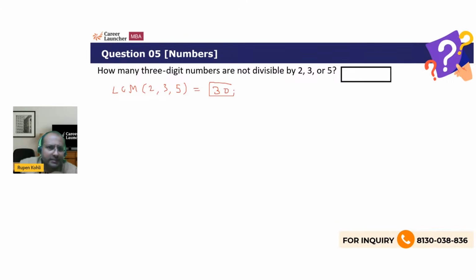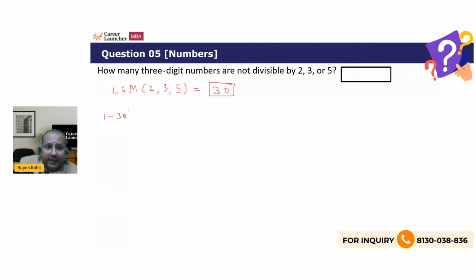So my point is, in every consecutive 30 numbers, you'll always get the same repeating pattern, which means the group of numbers which will not be divisible by either 2 or 3 or 5 in, let's say, the numbers from 1 to 30 range, the same number of numbers will again repeat in the next set of 30 numbers, which is 31 to 60. Let me start writing what I'm saying.